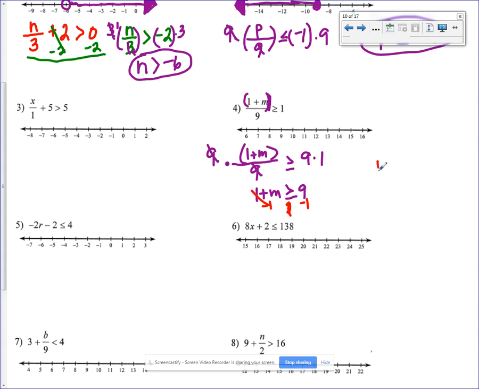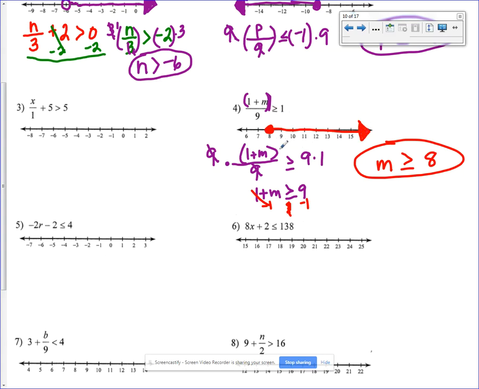That goes to 0. 9 minus 1 becomes 8. Don't ever flip your inequality when you're just adding or subtracting. And there's your final answer. Put your circle at 8 and color it in because we have the equals part. It is greater than. Fill in the arrow, and there you go.